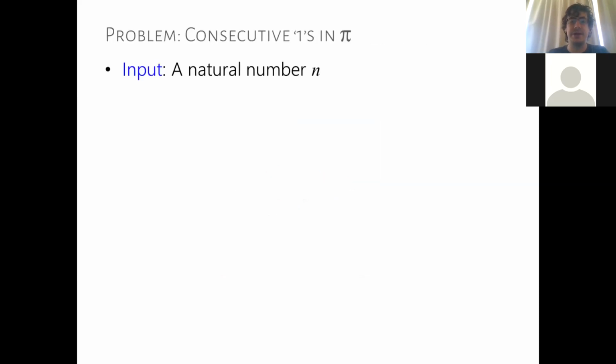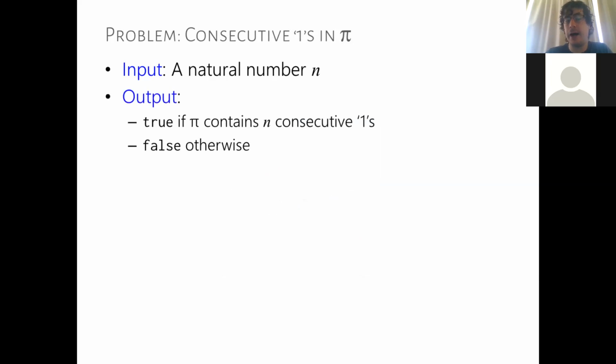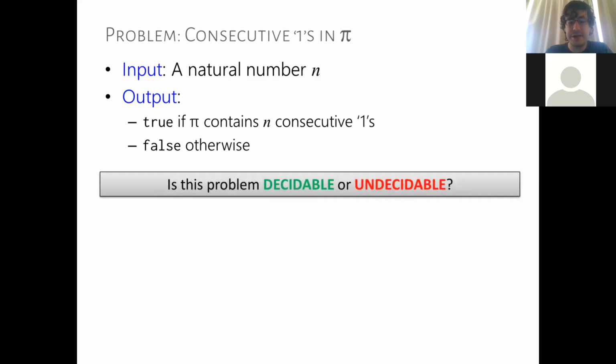So as an example of decidability, undecidability, we can consider a problem which is the consecutive ones in pi. So we're given as input a natural number, and our program output should return true if pi contains n consecutive ones, and false otherwise. Okay. So the question is, is this problem decidable or undecidable? Any ideas?